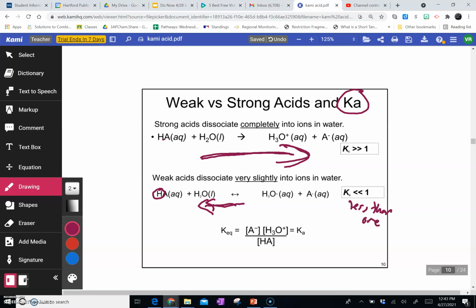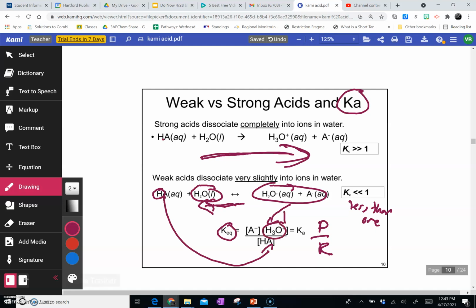Now we write Kas just the same way as we write Keqs. The products go on the top, and the reactants go on the bottom. We do not include water because it's a liquid. So you can see that these are the bases, so they go on top, and this is the reactant, it goes on bottom. You could also just have H+ here, because remember, hydronium and H+ are interchangeable.